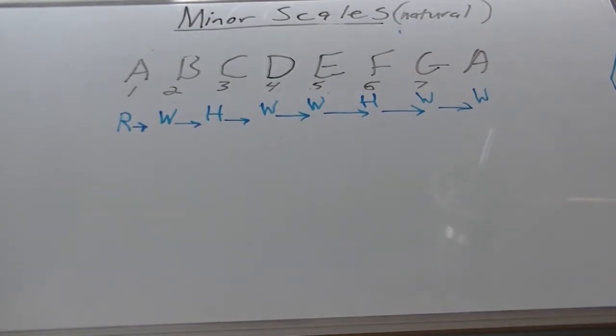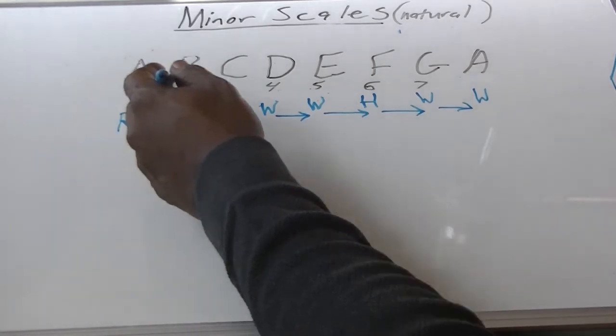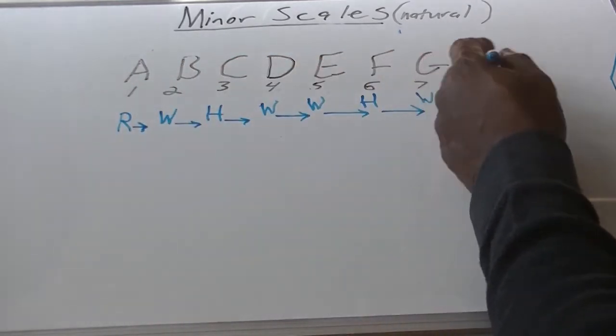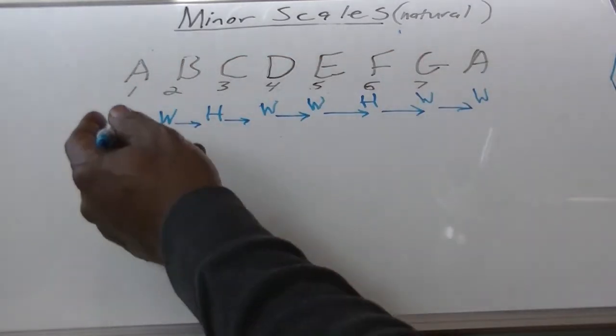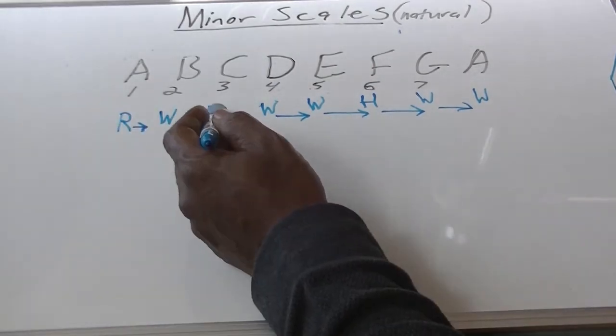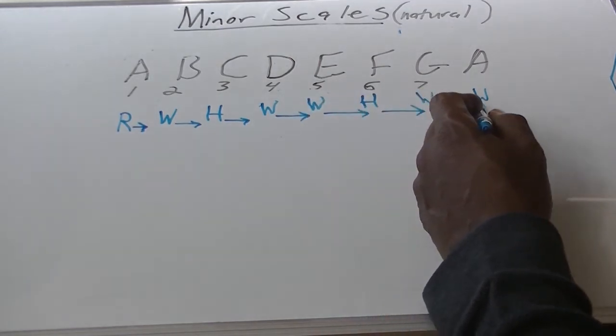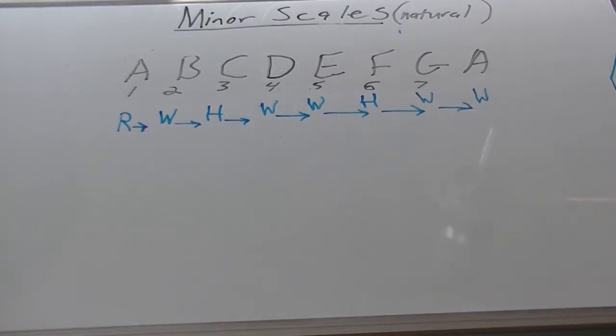So now what we've revealed is the interval sequence, and this is actually the formula for a minor scale. If we start with a root note and then follow this sequence, a whole step, half step, two more whole steps, or a half step, and then finish up with two whole steps, we will have a minor scale.